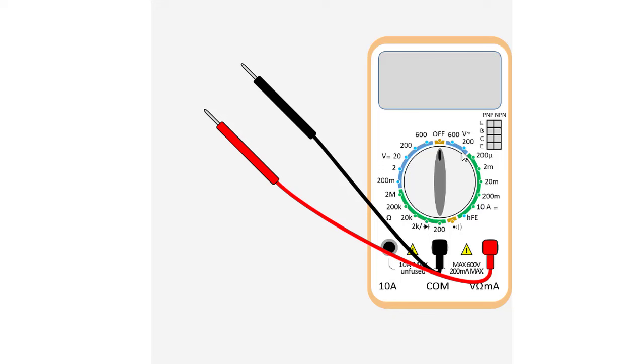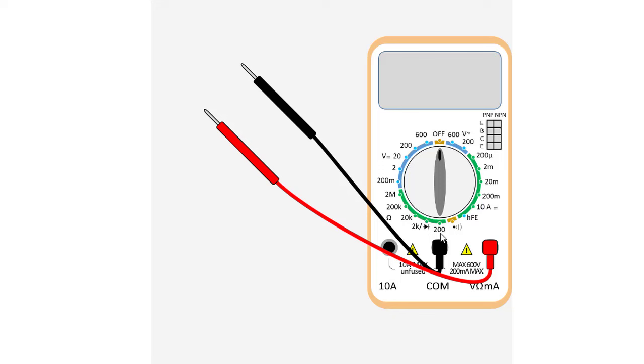This range is used for measurement of AC voltage. As we can see here, this V represents the voltage and this small sign represents the AC voltage. Now here this range is for measurement of current, and it is for measurement of DC current. These two lines represent DC current. Then here this is for continuity test.